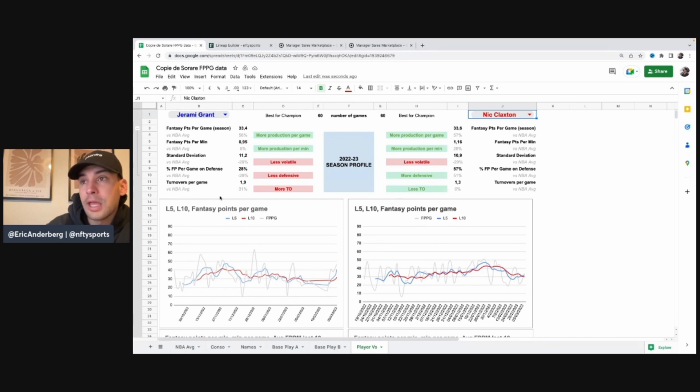So turnovers per game, Jeremy Grant at 1.9, Claxton at 1.3. They're both not very volatile. So that's good to keep in mind. A lot more defense, of course, from Nick Claxton. 57% of his points are defensive stats. So fantasy points per minute, that's a big one for me, much higher on that end.